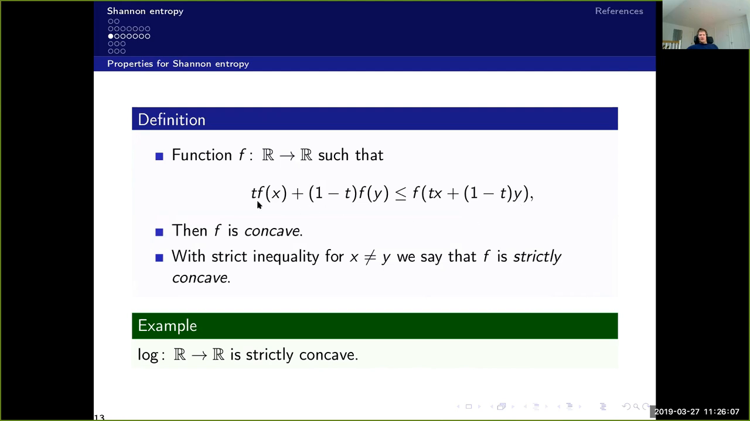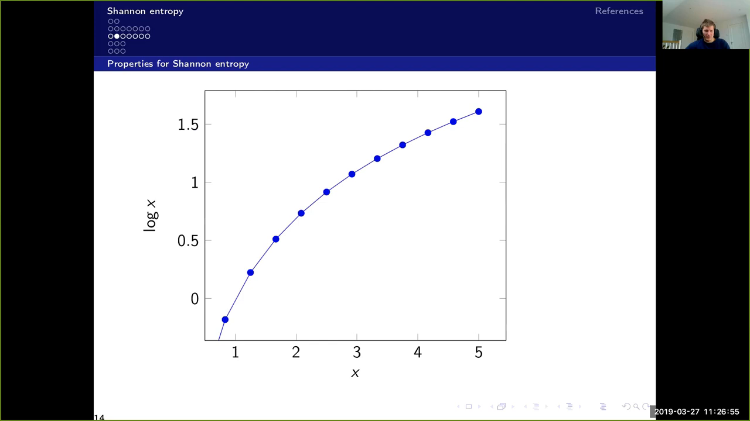So basically what we did here was move the t's inside the f. Instead of multiplying f of x, we multiply x directly by t, and then we take f of that. So we can move in this t. And if this property holds, then the function f is concave. And if we have strict inequality, so strictly less than here, then we say that f is strictly concave. And we have a function that you should be familiar with, which is strictly concave, and that's the logarithm function, so the logarithm from R to R here. If we plot the graph for the logarithm, we see that it forms a concave shape. What it says is that we can make a line between any two points, and the graph will not cross the line in between.